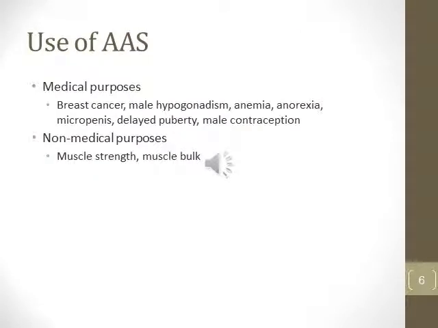So the uses of anabolic androgenic steroids: there are what are deemed legitimate medical purposes for these, and we have some of them listed on here. A lot of them relate to hormone problems, particularly in males, but there are some other types of treatments and uses for the anabolic androgenic steroids. Obviously, what we're primarily focusing on in this discussion are the non-medical purposes, primarily used ergogenically for athletes to build up muscle strength and muscle bulk.